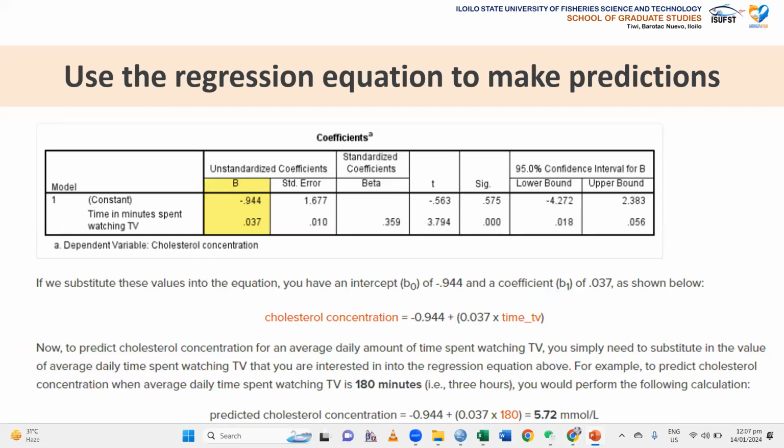So now you have your prediction equation. If you wish to predict the cholesterol level of a person who watches TV for 180 minutes, just substitute the time with 180, and by substitution, you get negative 0.944 plus 0.037 times 180, or that's 5.72, with this unit.